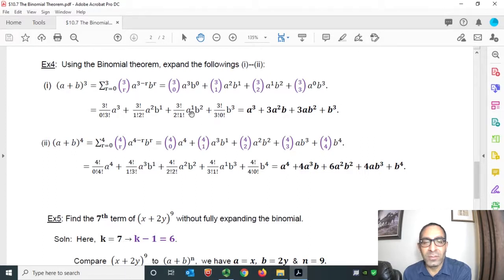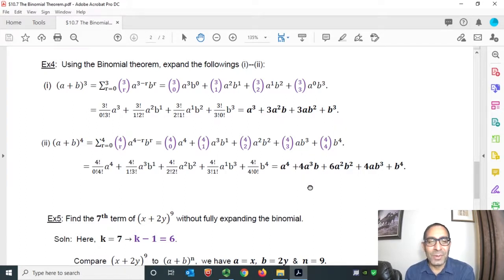Plus, I'm in the third term here. Similarly, 3 factorial over 2 factorial is simply 3. By the way, 1 factorial is 1. Times ab squared. So here 3ab squared. And plus, 0 factorial is 1. 3 factorial cancels. So only b cubed left. So we have the formula now. The binomial a plus b raised to the power 3 equals a cubed plus 3a squared b plus 3ab squared plus b cubed. I hope this expansion makes sense to you all.